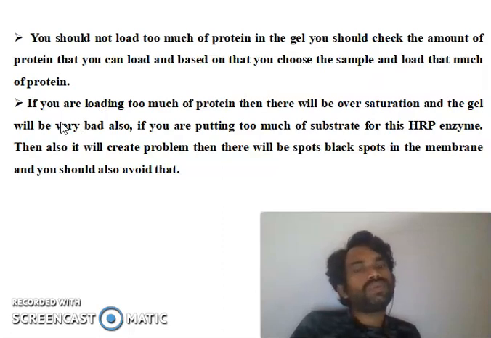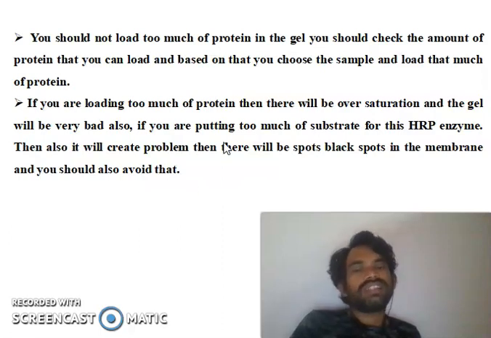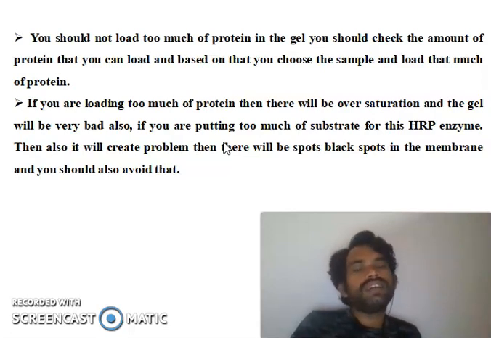If you load too much protein, it will form aggregates. If you load too much protein, there will be oversaturation. The gel will look very bad, and it will also need too much substrate for the HRP enzyme. So these create problems. Then there will be black spots on the membrane, which you should avoid. So these are a few of the precautions while you are doing the Western blot technique. Don't add too much protein. You should check the amount of protein, and how the sample will run in your gel.